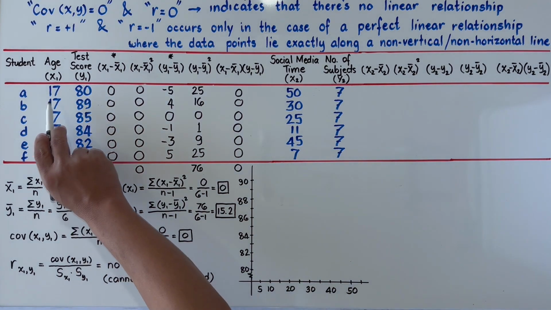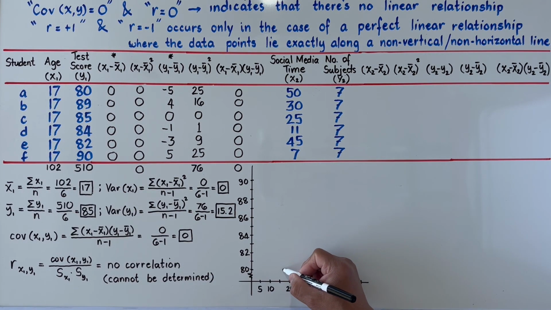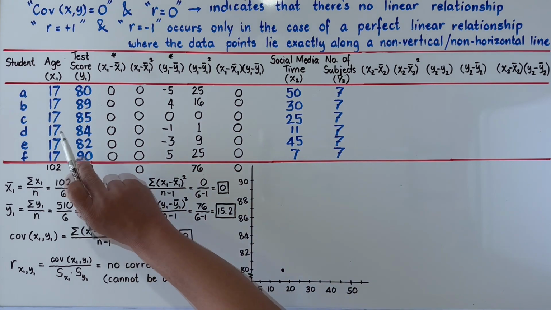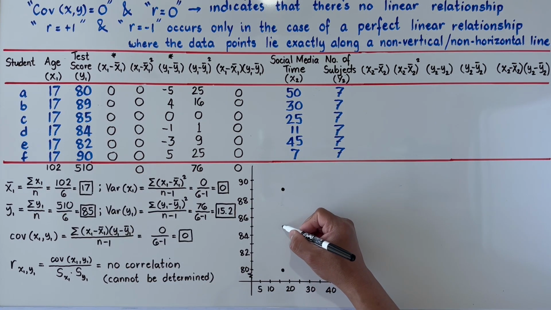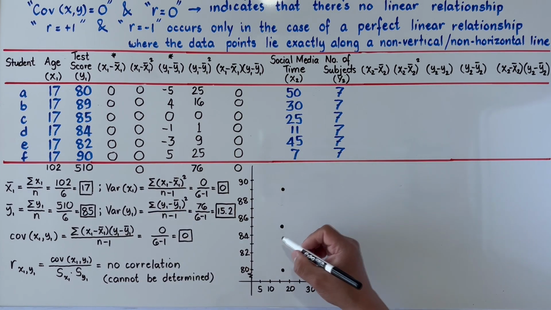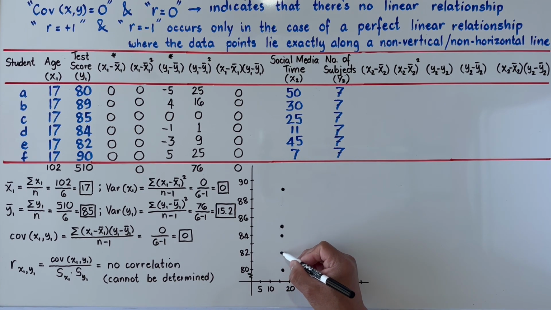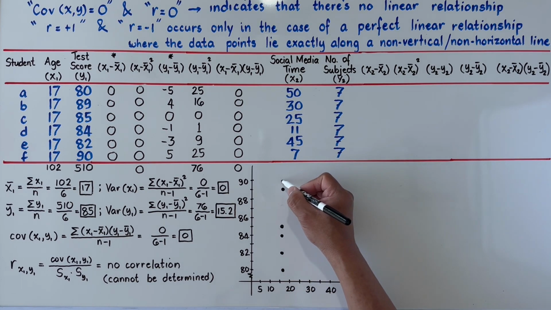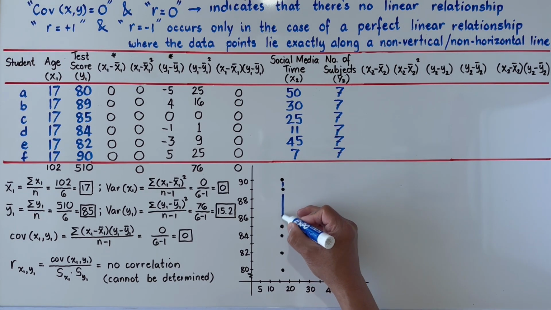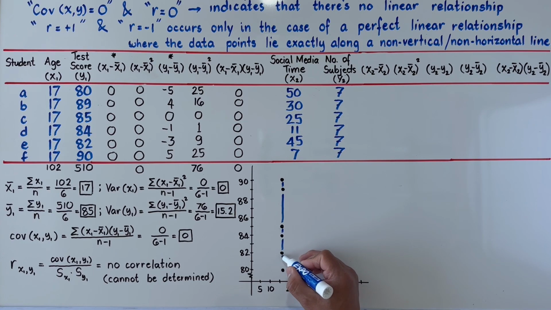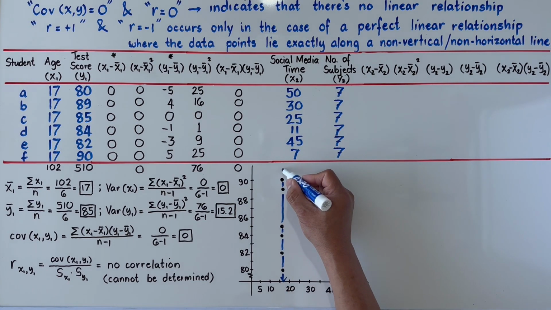The first student here, the age is 17 and the score is 80. The second student, the age is 17 and the score is 89. So it's here. Third student, 17, but the score is 85 here. And then the fourth student is 17, but the score is 84. And then 82, because the age is constant, and then 90. Then you can see that all the points fall on a single straight line here.